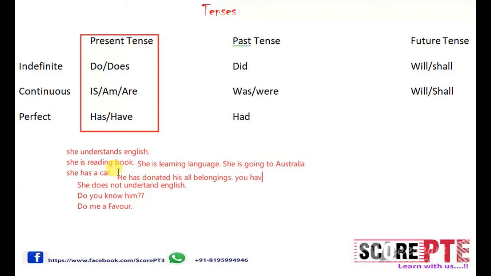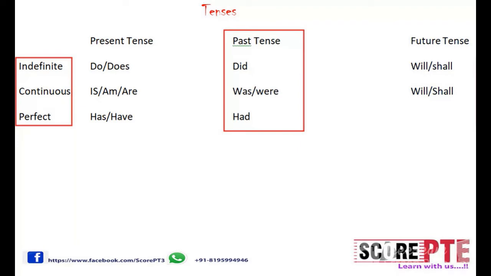You have good knowledge. It means that these three sentences are directly representing the present perfect tense. Has, have means that you are going to represent the tense form with present perfect continuous.